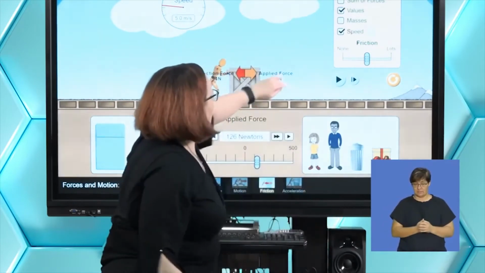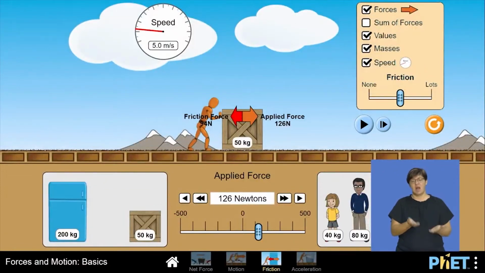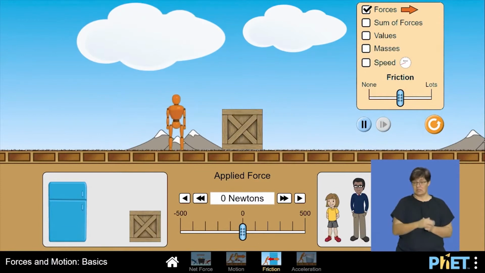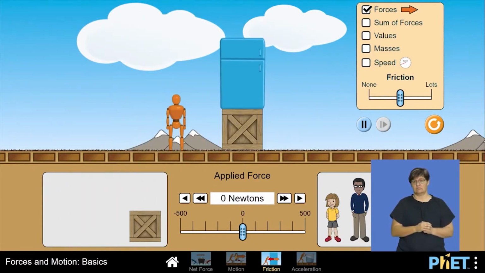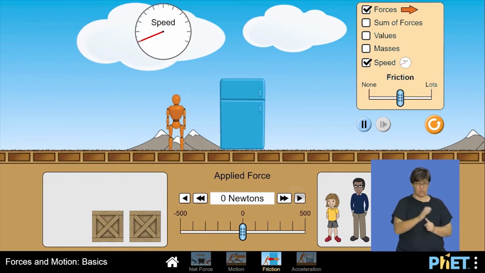Now, this was a box with a mass, let's just have a look here, of 50 kilograms. What we're going to do is change it for the fridge, which is 200 kilograms, okay? We're going to do the same thing. Now I'm going to apply force to it.